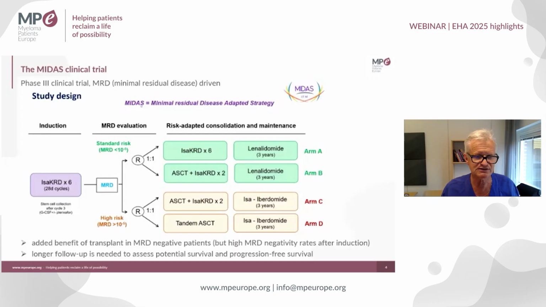What we can say about this study is that perhaps autologous stem cell transplantation added a bit more of MRD negativity when used for standard risk patients, but it's not that clear yet. And when it comes to tandem, we haven't seen a benefit, and this is something I would like to discuss with you all later. What's the role of autologous stem cell transplantation today in the treatment of multiple myeloma?